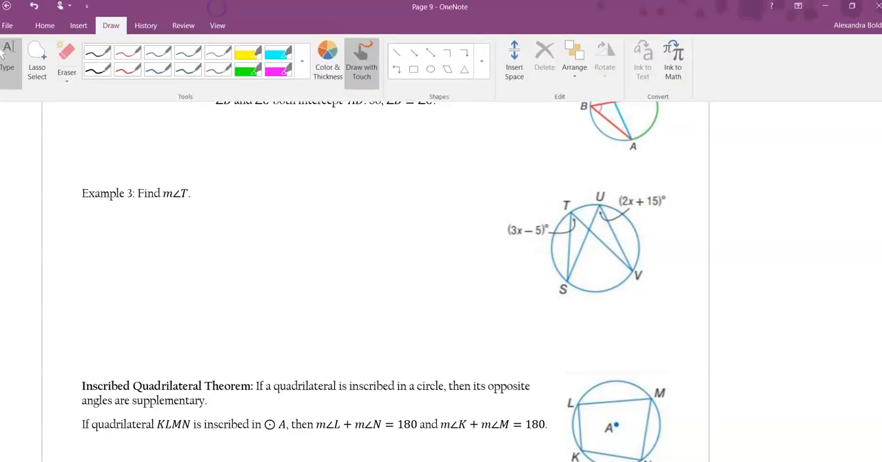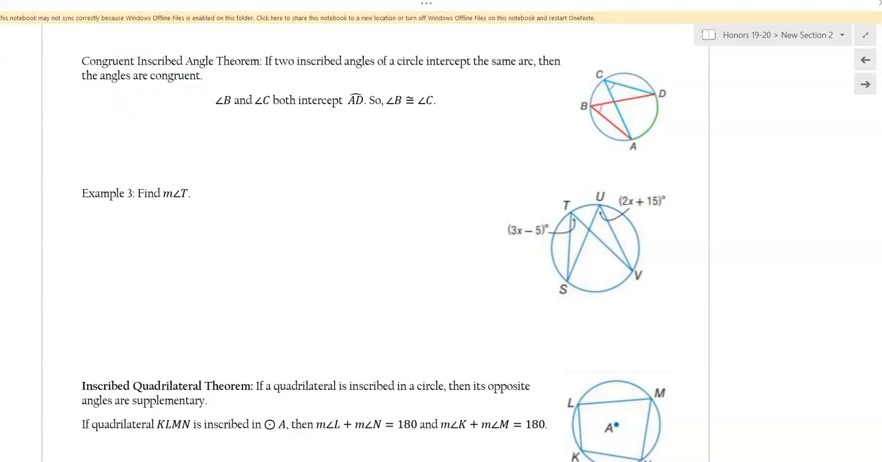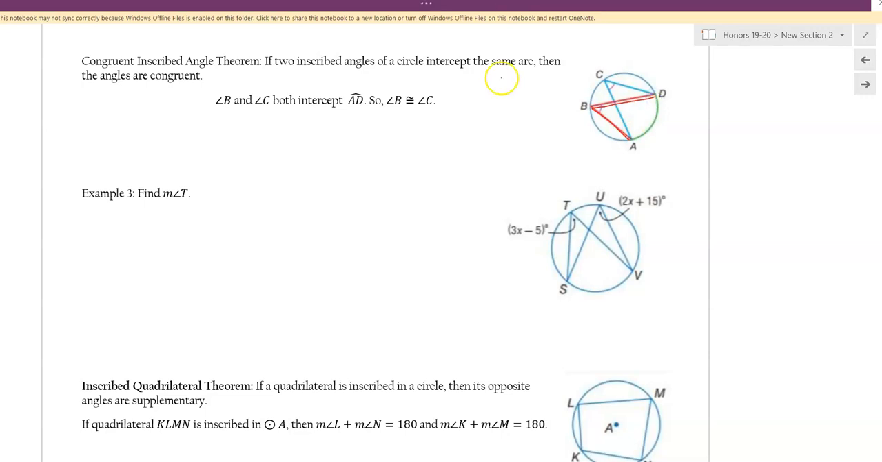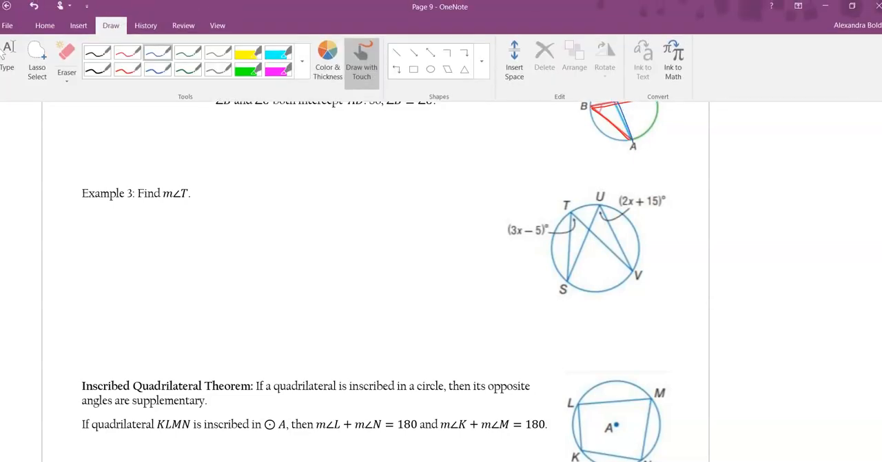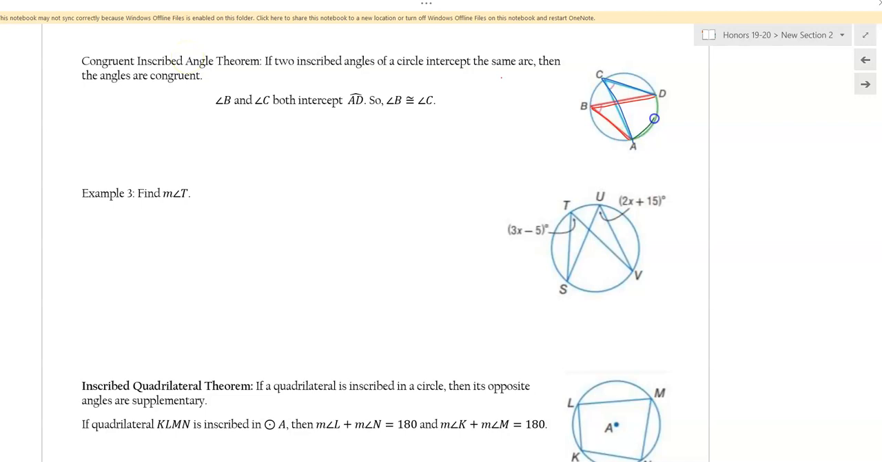Right? So what this is saying is, if I look at angle B, right here, it ends at A and D. Angle C also ends at A and D. So therefore, they both create the same arc. And so therefore, angle B and angle C are the same.